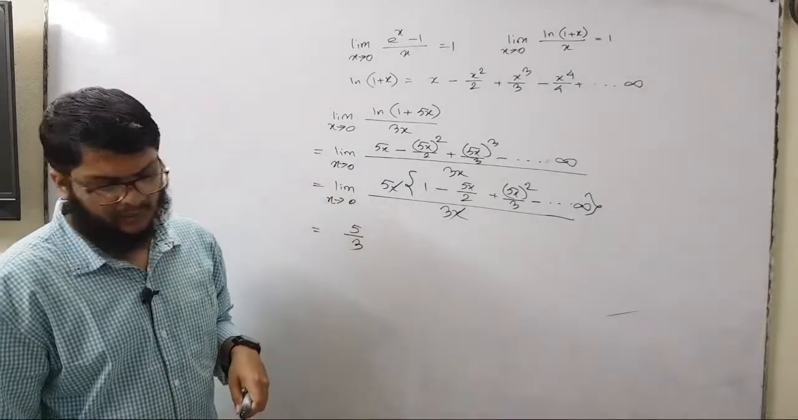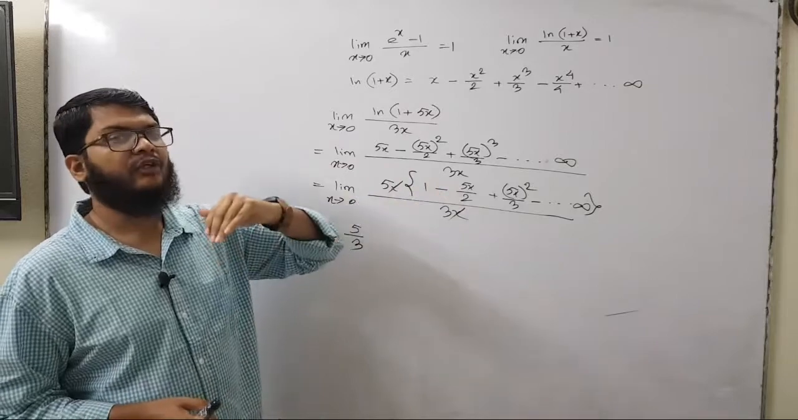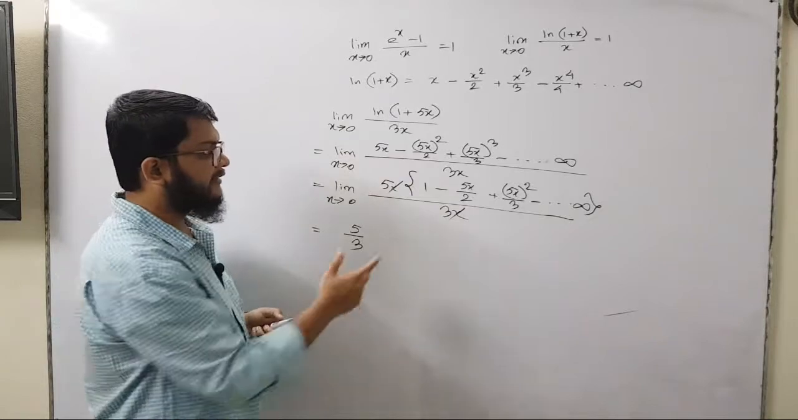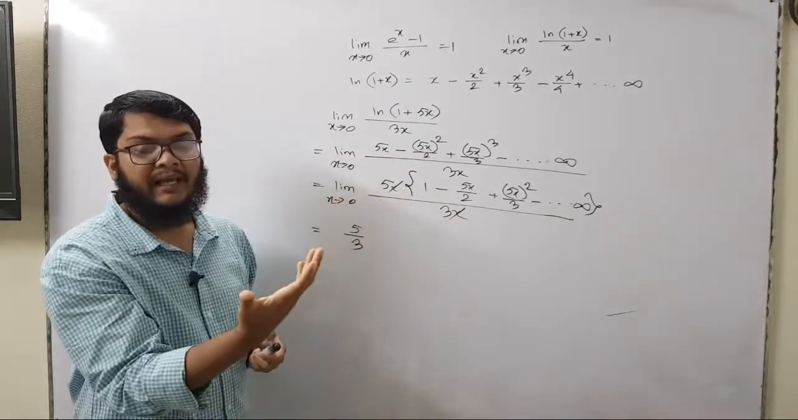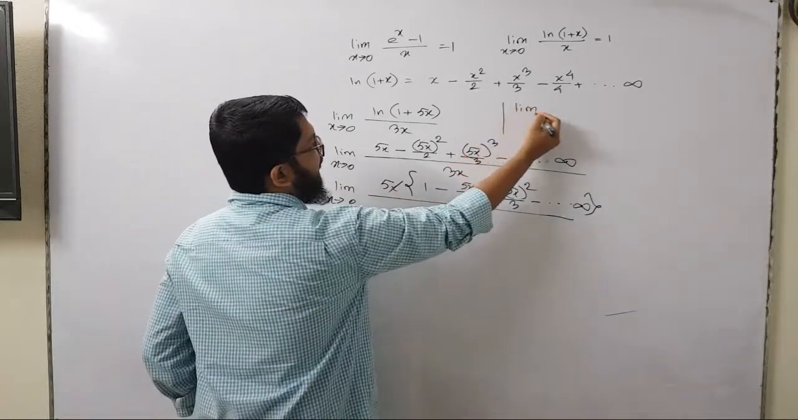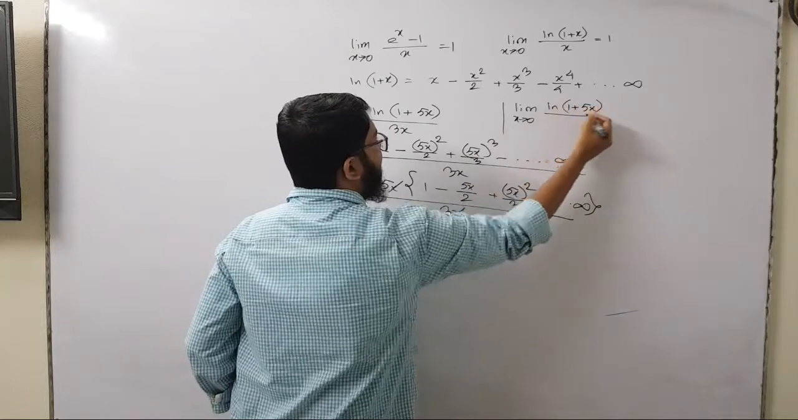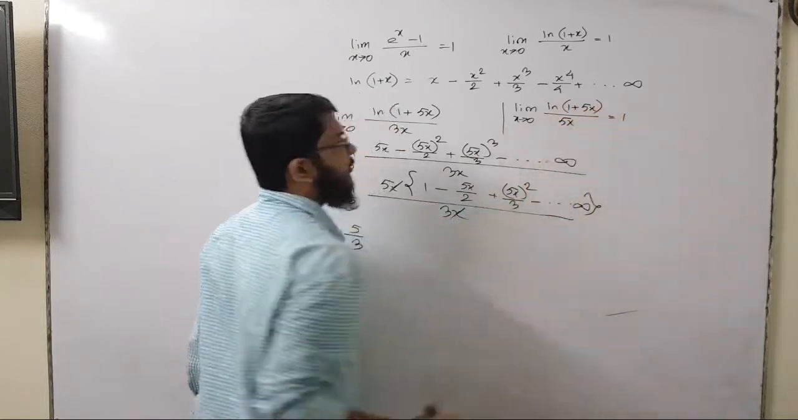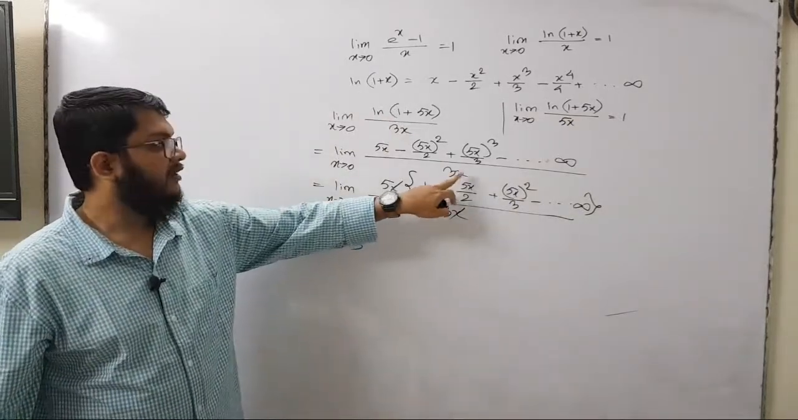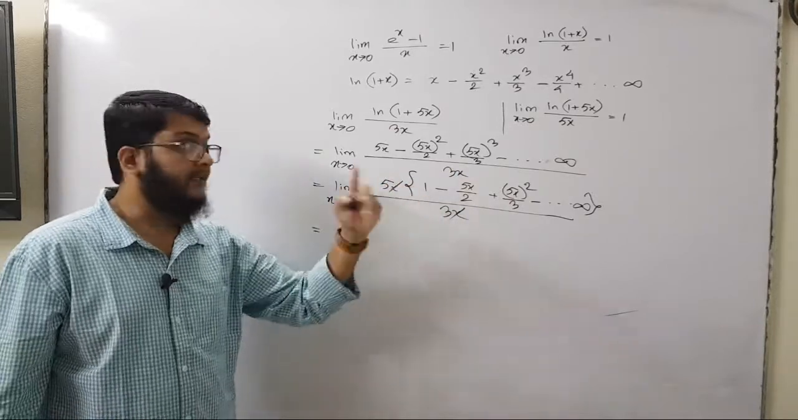Now, just observe one thing here. If instead of 3x, you had 5x in the denominator, what would happen? In that case, 5x and 5x would cancel out and you would get only 1. So we can write that. Limit x tends to 0, ln(1 + 5x) divided by 5x is equal to 1. I hope you understand this one. If you have 5x here, x and x cancel out, 5 and 5 cancel out, so you have only 1.